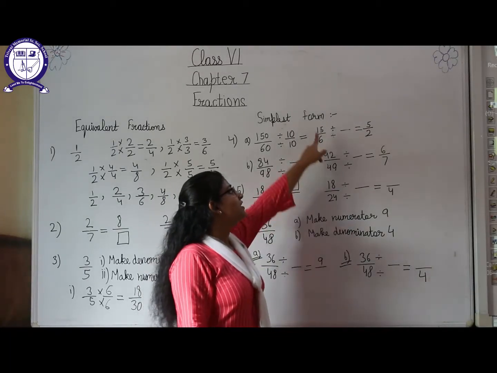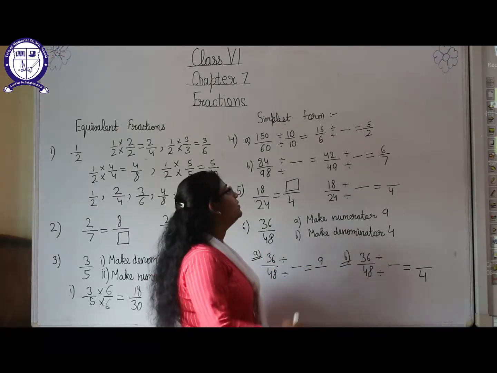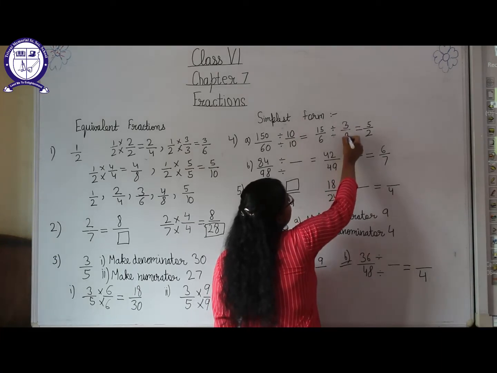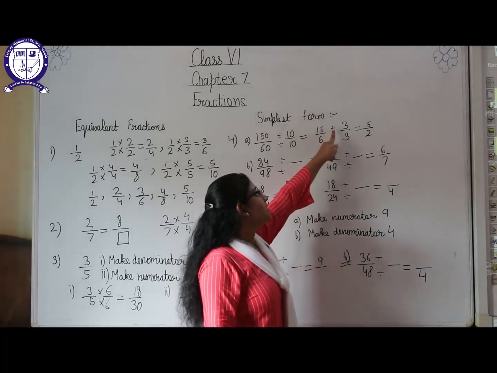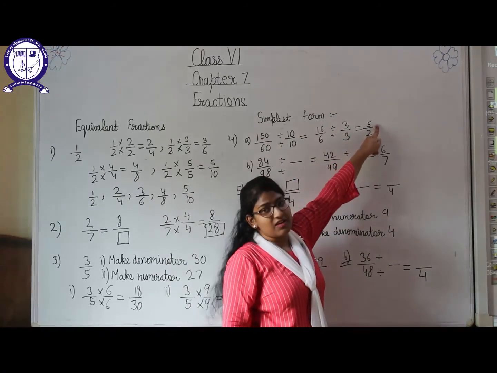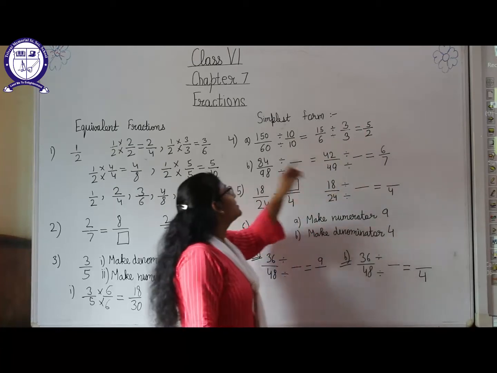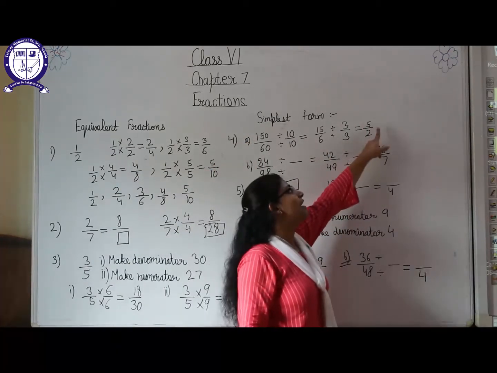Now if we check 15 by 6, it is not in the simplest form, because 15 and 6 both come in the table of 3. So we can divide the denominator and numerator both by 3. 15 divided by 3 is giving us 5 and 6 divided by 3 is giving us 2. So our simplest form for 150 divided by 60 is 5 by 2.